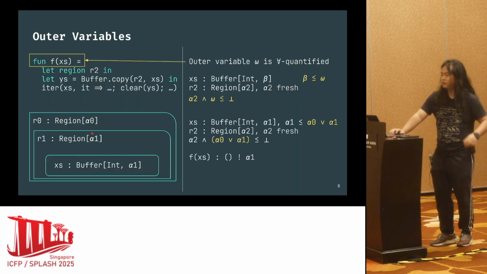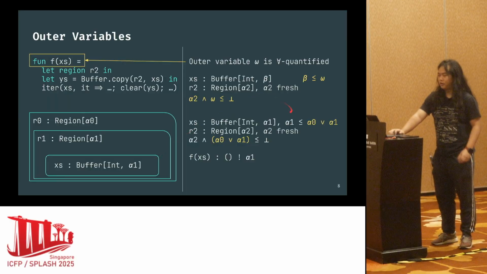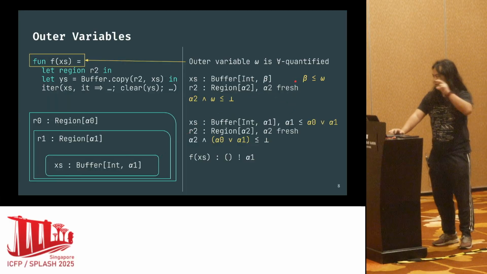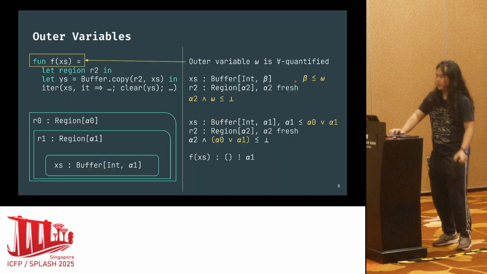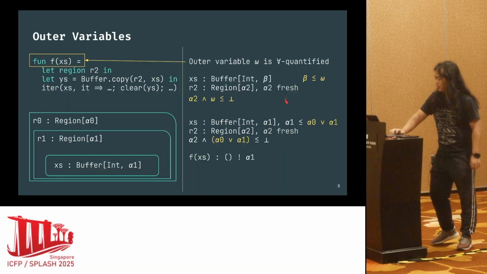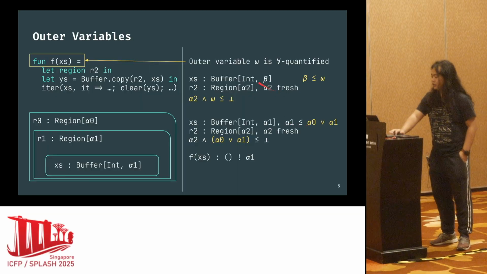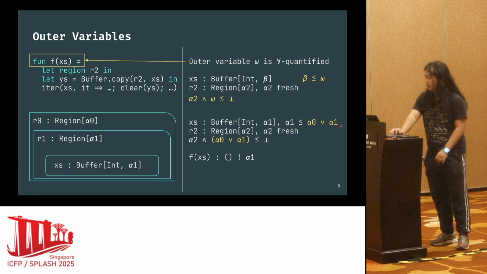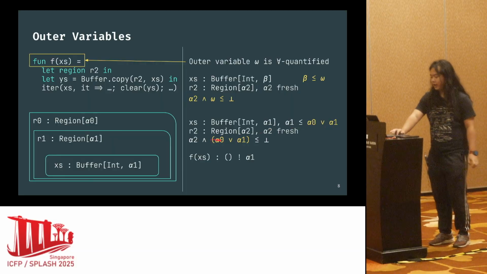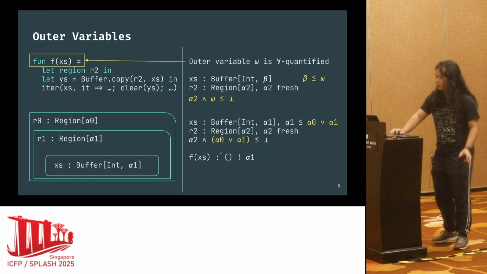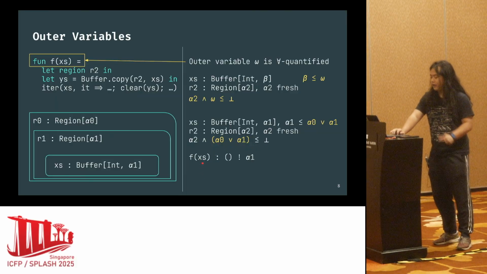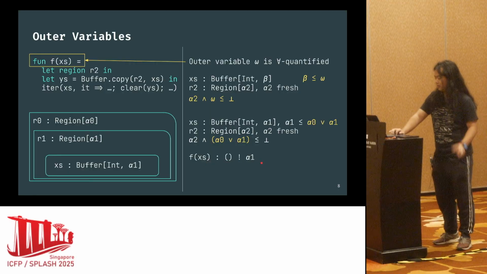And if we call this function inside this context, we will substitute all the omega by the union of all abstract type variables for regions. So for example, here, we need to instantiate beta with alpha 1, and we'll also have alpha 1 is less than the union of alpha 0 and alpha 1. And similarly, we'll do the substitution for this evidence. And finally, f of xs returns nothing, and the effect is alpha 1 because we are trying to iterate over this buffer.